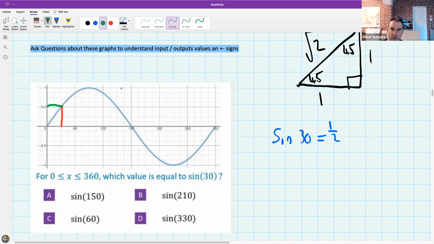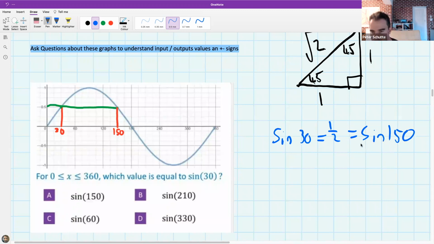Now, how can we use the trig drawing to help us figure out where else? So if the sine of 30 is 1/2, we're trying to figure out what else might be equal to 1/2. And I was thinking I should just extend this line and ask myself, well, if that's in line with 1/2, what is that x value over there going to be? So if this was 30, it feels to me like this should be 150. And so we can say that the sine of 30 is equal to the sine of 150. And we can see that in the trig graph.